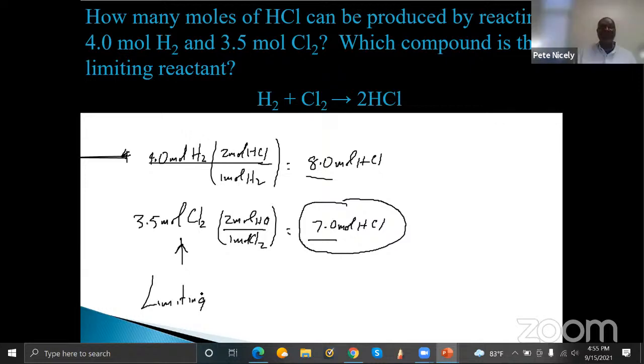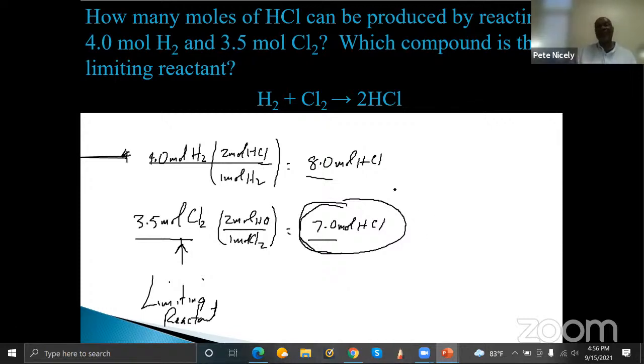Why? Because based on the calculation that we have just performed right here, this would be the expected amount, right? And that is based on the moles of chlorine that you're starting off with, right? So the one that produces the lower amount of product based on the calculation, starting with each reactant, is the limiting reactant. So in this particular case, the chlorine would be the limiting reactant because it determines how much product you expect to get. All right?